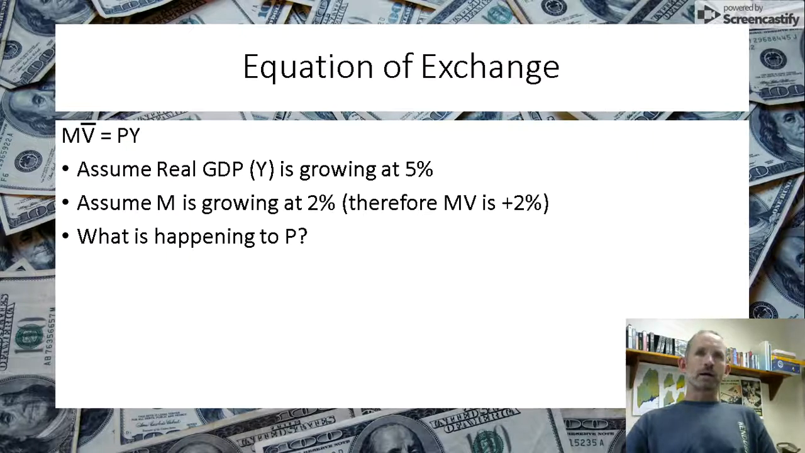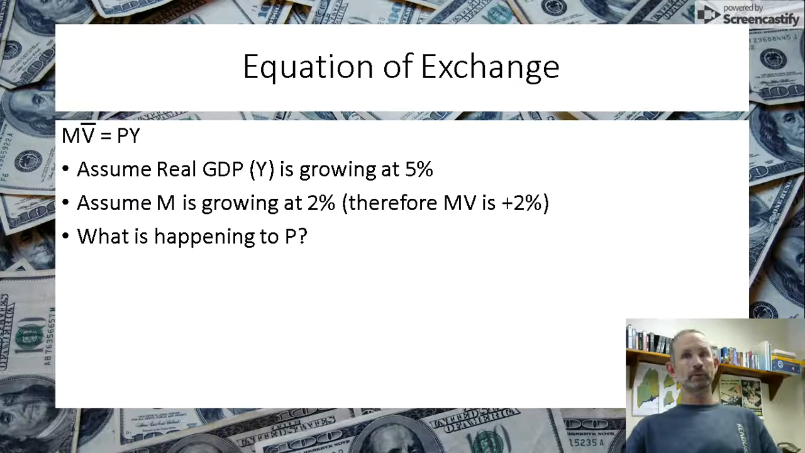Just for an example, assume that real GDP is growing at 5%. So the economy's output is growing 5%. That's Y, so the Y part of this equation is growing 5%. Assume that the money supply, which is controlled by the government, is growing at 2%. So the government's letting the money supply expand at about 2%. Since velocity is fixed, that means the left half of our equation, M times V, is also growing at 2%. So if the left half of the equation is growing 2%, the right half must be growing at 2%.